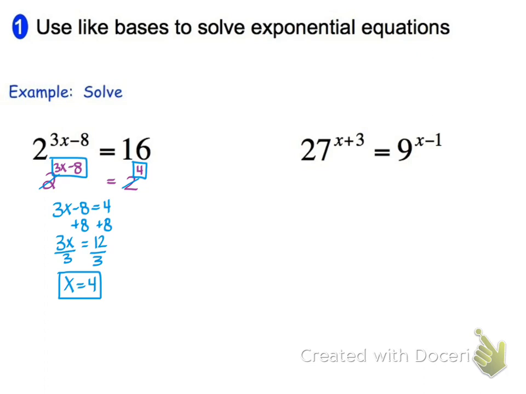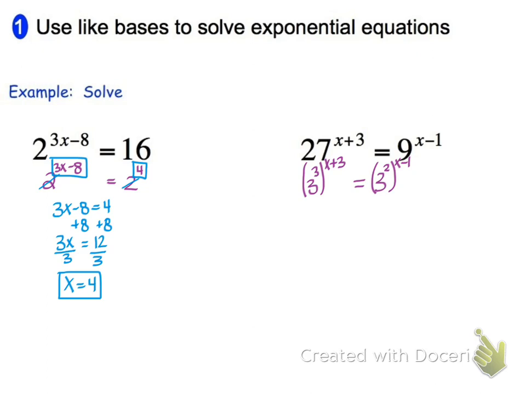Now, if we look at our second example here, 27 to the x plus 3 equals 9 to the x minus 1. In this case, again, I want to try to get these bases to be the same. And I know that I can rewrite both of those to have a base of 3. 27 is 3 to the 3rd power, but then that whole thing is being raised to the x plus 3. 9 is the same as 3 squared, but then that whole thing is being raised to the x minus 1.